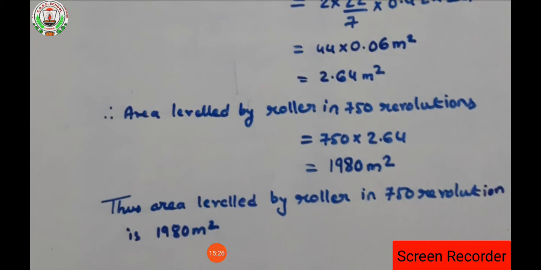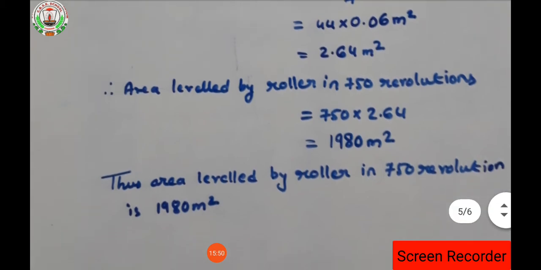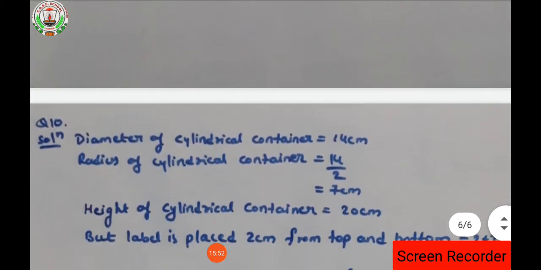So what is the revolution? Total revolution is 750, and what is the area? That is 2.64. So 750 will be multiplied with 2.64. We will get the required answer as 1980 meter square. Thus the area leveled by the roller in 750 revolutions is 1980 meter square. Clear everyone?